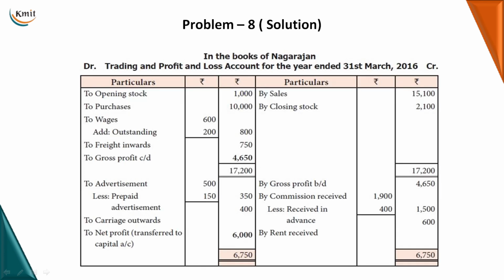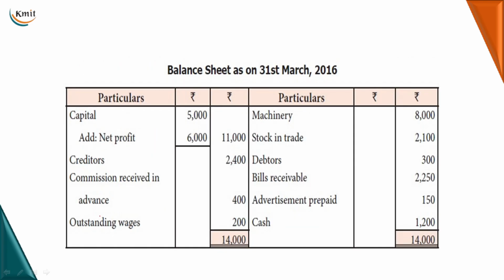Commission received in advance. Commission received in advance here, you are deducting it from the amount already received. So the same amount again will be on the liability side of the balance sheet with 400 rupees here.